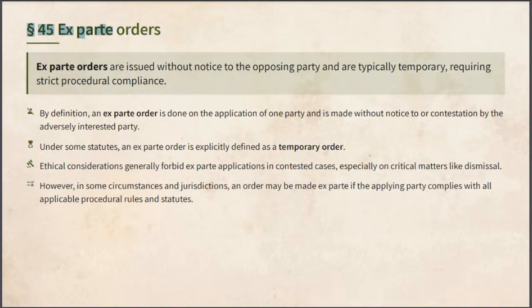So we're on to ex parte orders, section 45. Ex parte orders, without the parties present, are issued without notice to the opposing party and are typically temporary, requiring strict procedural compliance. By definition, an ex parte order is done on the application of one party and is made without notice or contestation by the adversely interested party. Under some statutes, an ex parte order is explicitly defined as a temporary order.